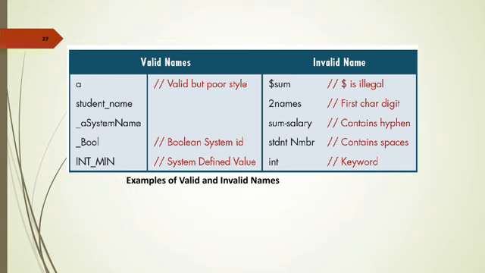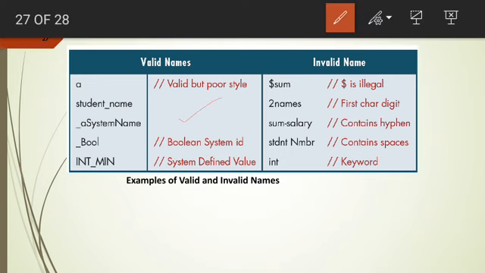Coming to the next, we will see some examples of valid and invalid names. Suppose the first block shows the valid names and the second block shows the invalid names. First of all, a single A is valid but poor style. Poor style means you are using only a single character, when it can be many characters. Then student_name: it starts with a character, so it is allowed. It starts with an underscore, it starts with a letter, so it will be allowed.